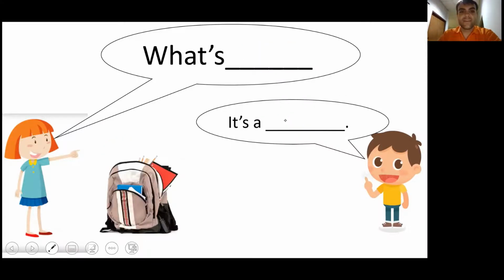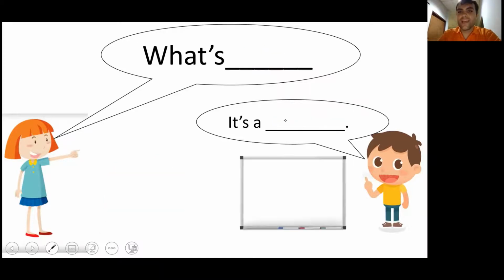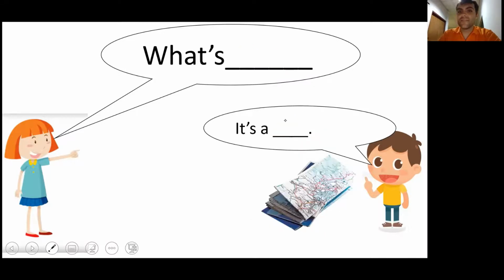Okay. Now, what does she say? What's this or what's that? Right. She says, what's this? And what does he say? He says, it's a backpack. Okay. How about now? What does she say? Right. She says, what's that? And then he says, what does he say? Right. It's a whiteboard. Very good, kids.